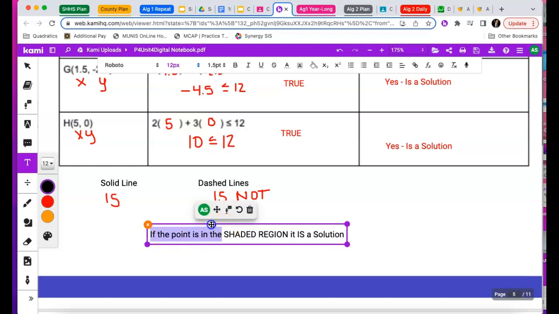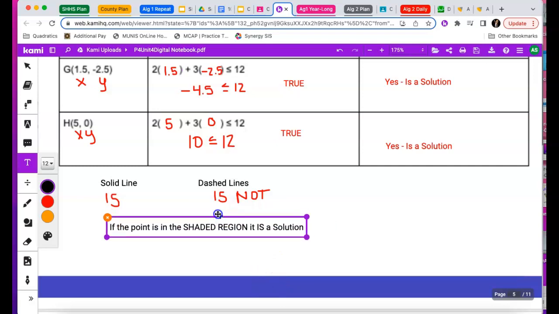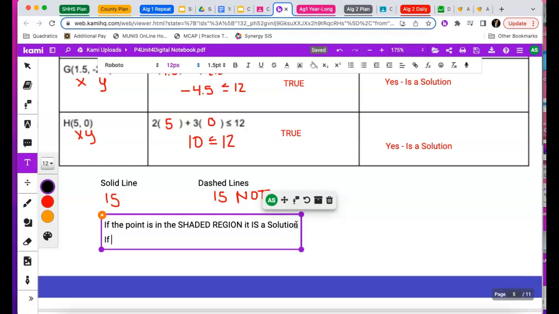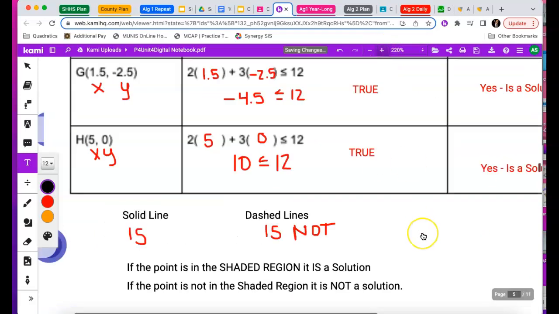So that's something also worth noting. If the point is in the shaded region, it is the solution. If the point is not in the shaded region, it is not a solution. So those are the last two notes that we need to take on page 42.